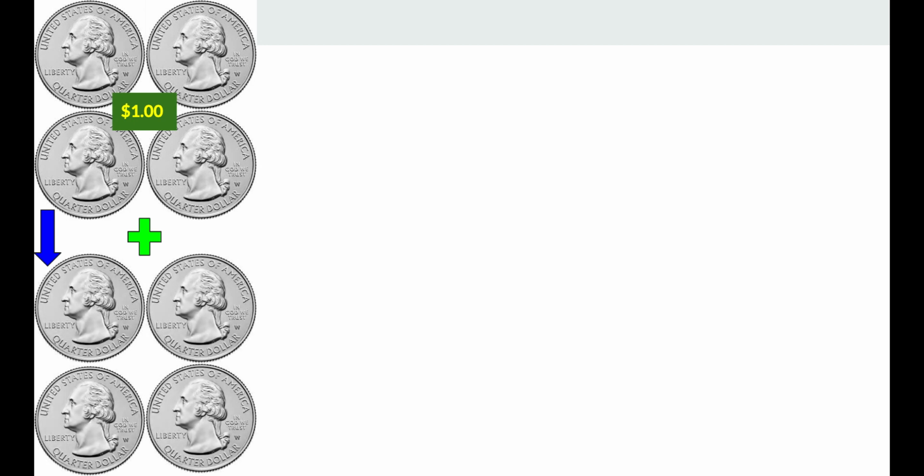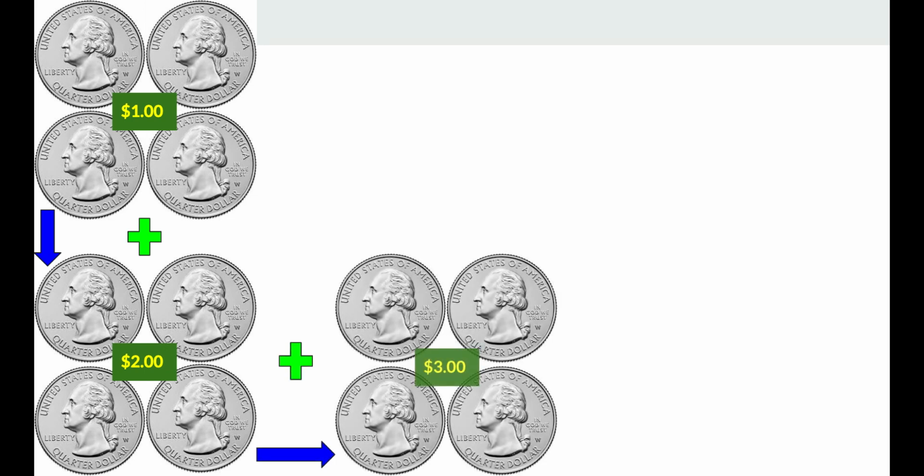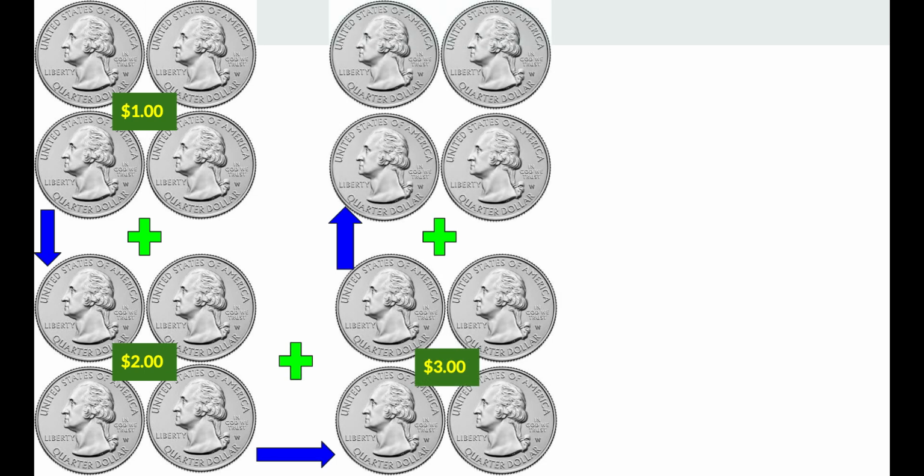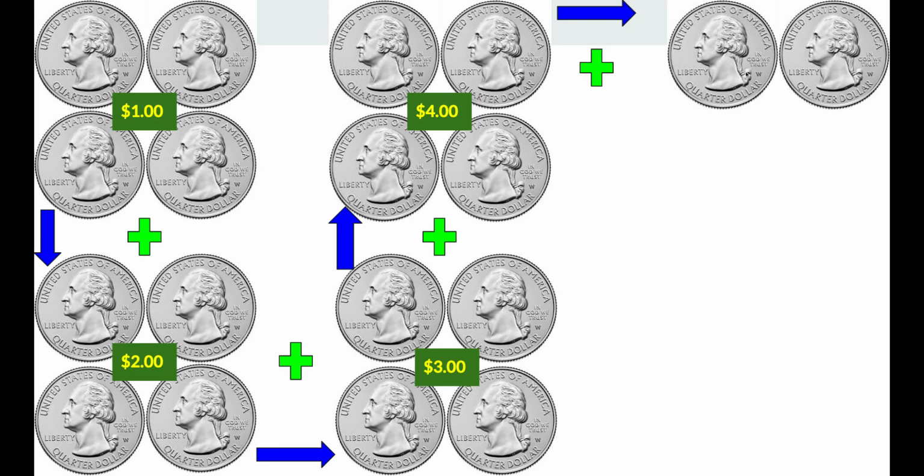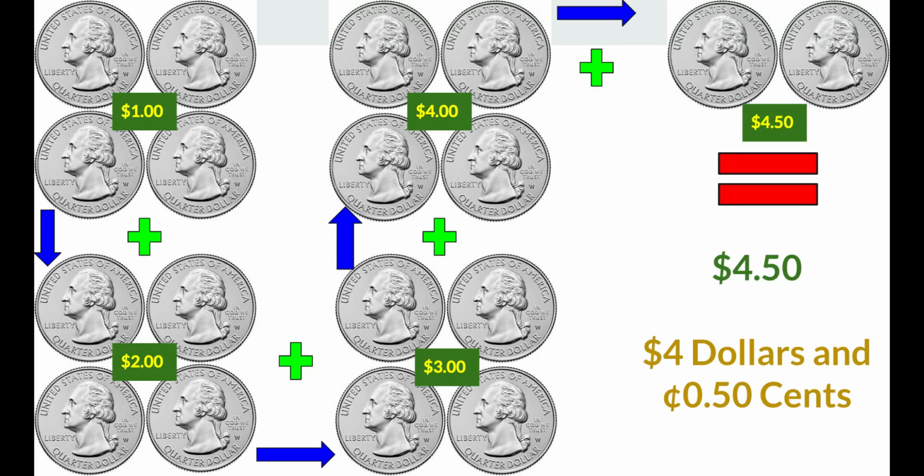So another example, it may look confusing, but just follow along. We have 1 stack of quarters, which equals $1. We're going to add a second stack of quarters. That gives us $2. A third stack, you guessed it, $3. Our fourth stack of quarters, $4. And now we're going to count our leftover quarters. We have 2 quarters that equals 50 cents. So we have $4 in stacks and 50 cents. So we have a total of $4.50 in quarters.